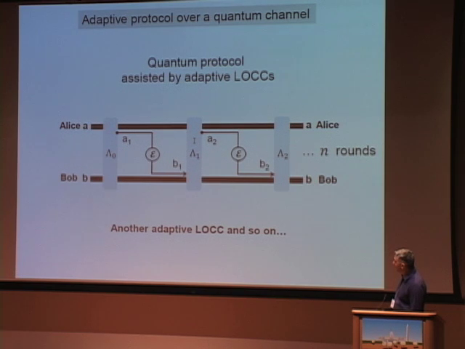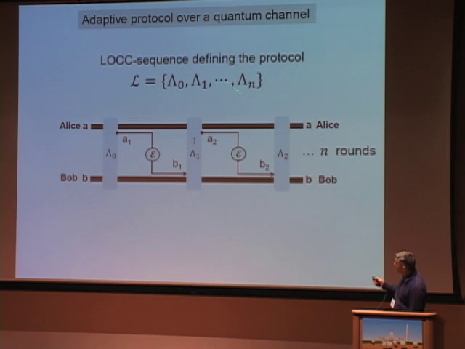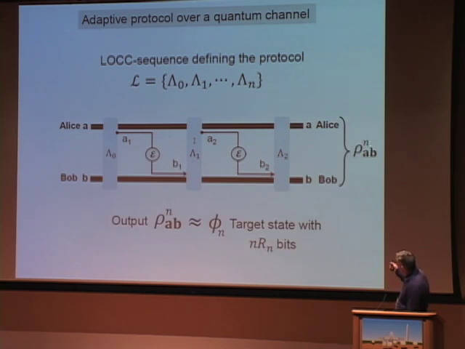So we have many adaptive LOCC rounds. You think that we are starting from some fundamental state for the registers. So you have a sequence of LOCCs defining a protocol. And of course, you also have an output: the output state of the registers, and you want that output to be epsilon-close, in trace norm, to some target state, having n·R bits. Now, what is this target state? It depends on the task of the protocol. I will discuss this in a few seconds.